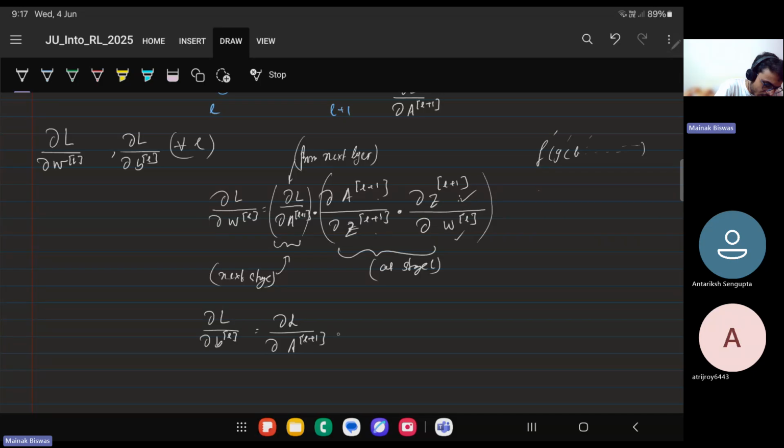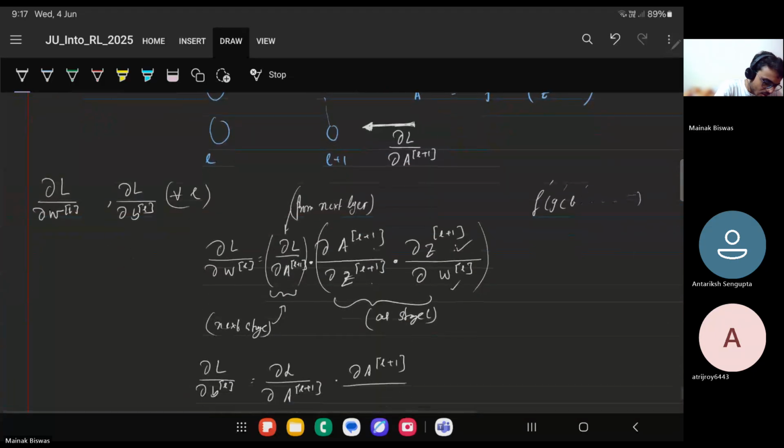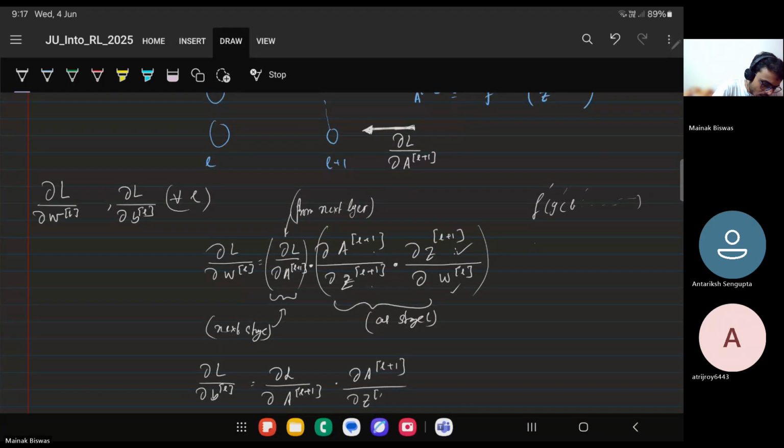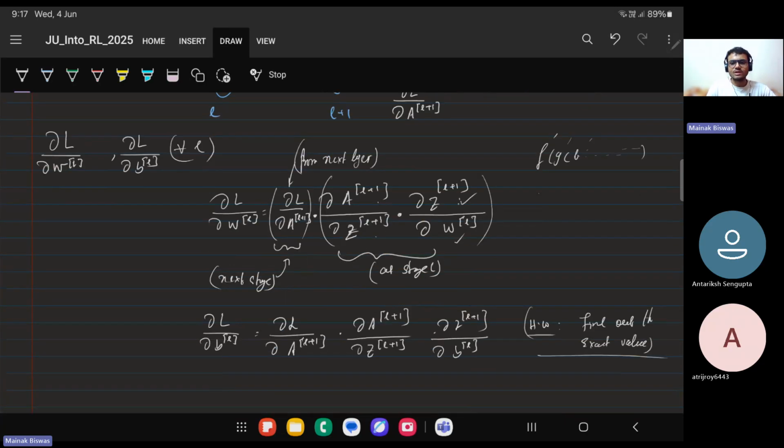dAL plus 1, dZL plus 1. Your homework is to find out these exact values. You can look at last time's videos also and try to find these exact values, because there are matrix calculations involved. It would take a full 50 minutes to do that, so it's not a good use of time since you have already understood what is going on.